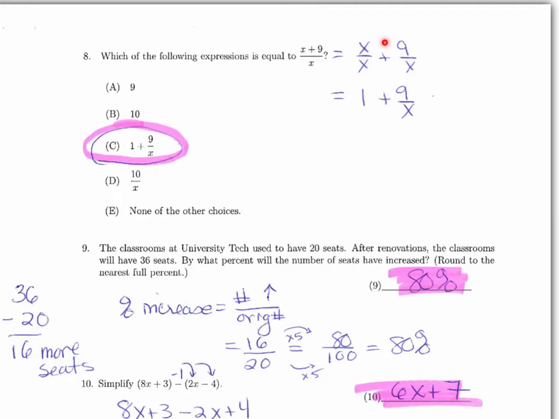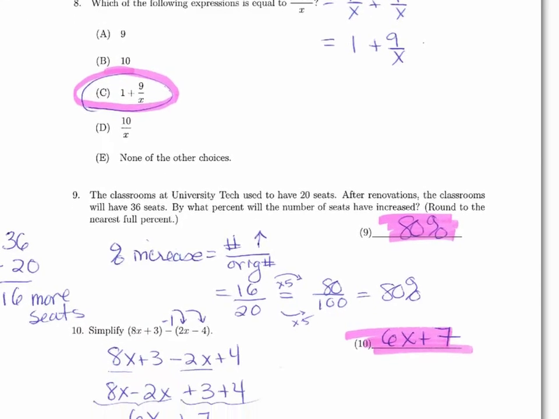Remember, we discussed in class, you cannot do that with the denominator. So here we get denominators, both x here, 9 here. Well, x over x is just 1. 9 over x can't be simplified, so you get 1 plus 9 over x. Go to the next one, number 9.